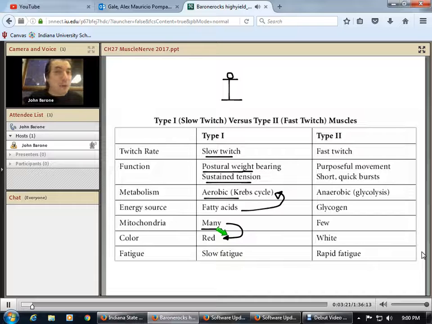So this is the red meat. So if you have turkey or chicken and you ask for the dark meat, you're asking for the type 1 slow twitch fibers. So you can impress your dinner date. Say, hi honey, can you pass me the type 1 slow twitch muscles, please? Oh, I'm sorry, the red meat. Do you know why it's red? Because it's got iron. You can impress your dinner date.